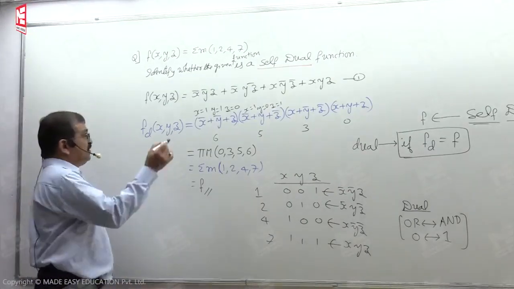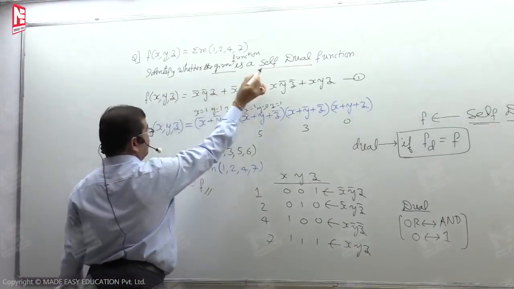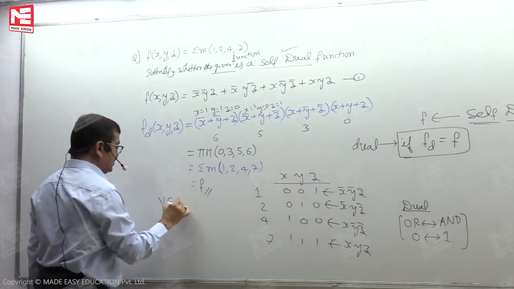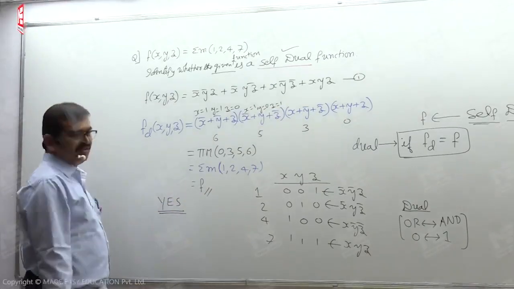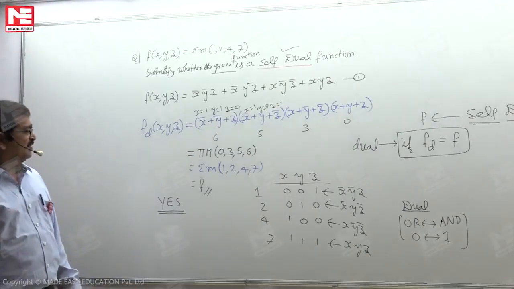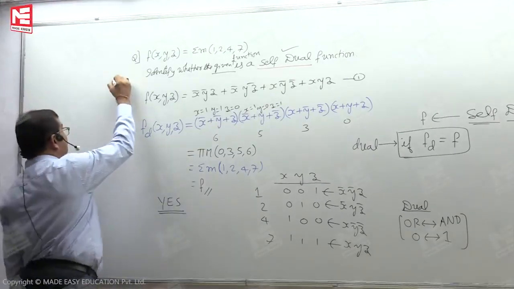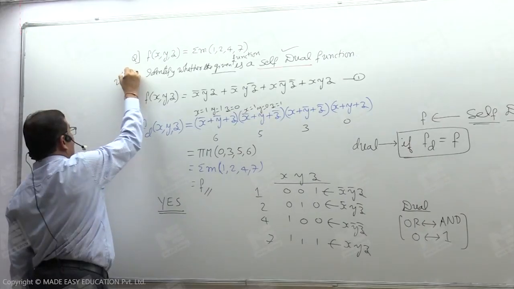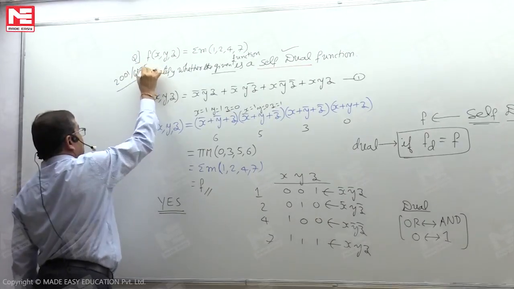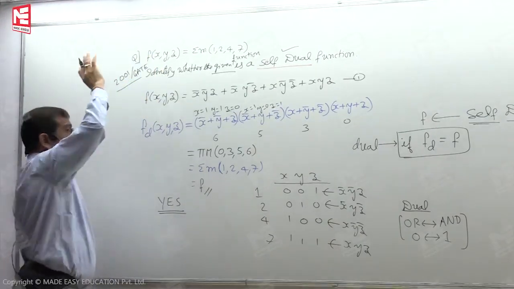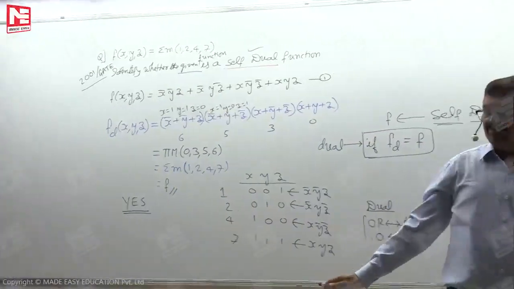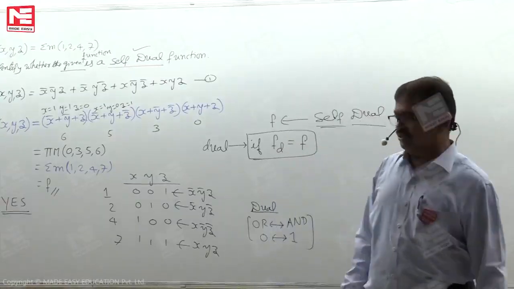Once fd is equal to f, the given Boolean function is a self-real function. The answer for this is yes, the given Boolean function is a self-real function. It was a question in the 2001 GATE paper. This function was given and the question was to check whether it is a self-real function or not.